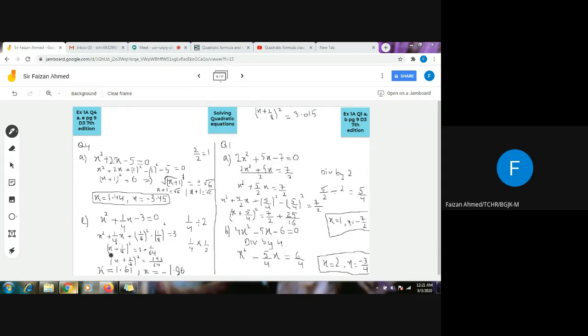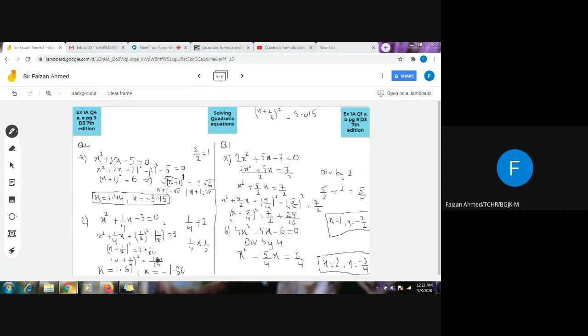The value of a is x and the value of b is 1 upon 8. The sign of the middle term is positive, so this will become x plus 1 upon 8 whole square, and I will shift this minus 1 upon 8 whole square on the other side, so it will be 1 square is 1 and 8 square is 64, and I will take the LCM as 64, and this will become 192. 192 plus 1 will be 193 upon 64.